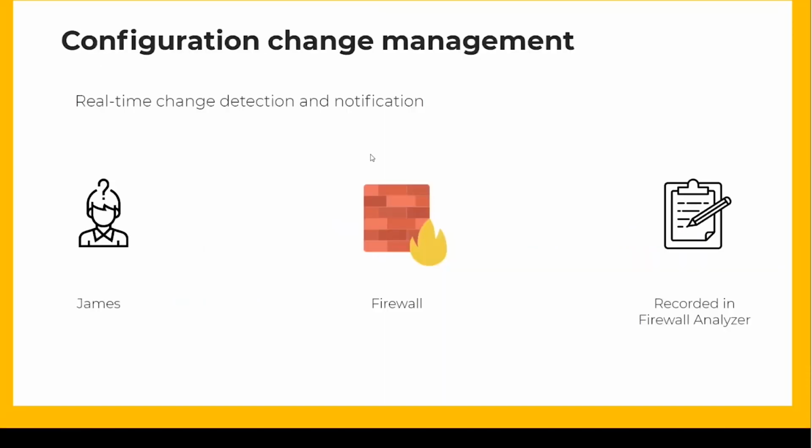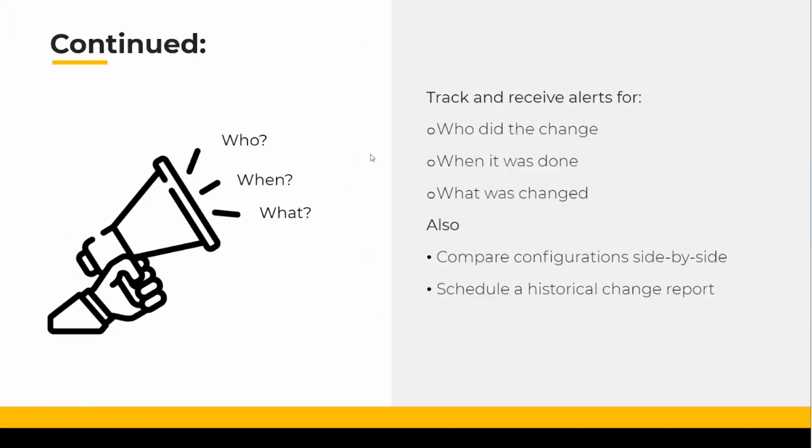As mentioned before, changes made to the firewall configuration have gone unnoticed previously. But with Firewall Analyzer, if say James has made a change in the firewall, it is recorded in Firewall Analyzer. And Firewall Analyzer does not only track who made the change, but also when it was done and what was changed. Let us look at how the change management report looks in the product UI.